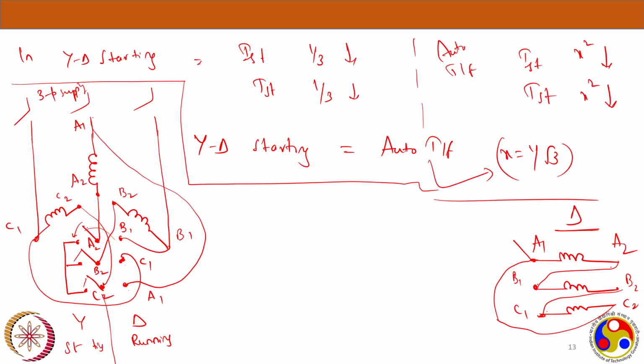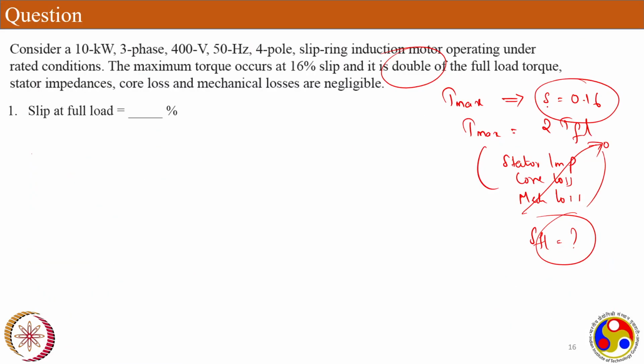Now let's go from the available data. We have the maximum slip, S max, which is alpha, right? So we know alpha is 0.16. You also know the formula for it: R2 dash by square root of RTH square plus (XTH plus X2 dash) square. We derived it previous week, right?